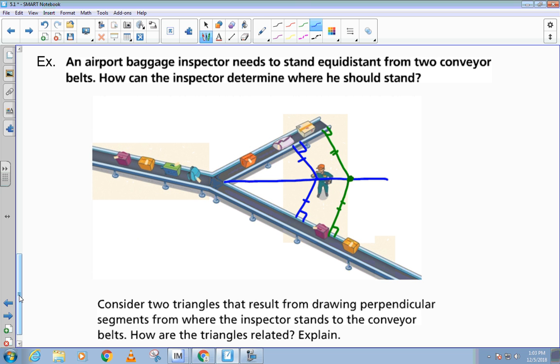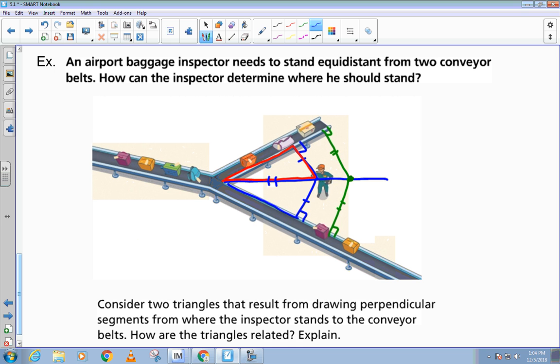Okay, consider two triangles that result from drawing perpendicular segments from where the inspector stands to the conveyor belts. That's what I drew in the blue here. Okay? How are these triangles related? So we'll call this the red triangle. And we'll call this the blue one. They are both right triangles. We know that they have a right angle. We know that these two lengths are the same. They share this length right here, so yes, you could use hypotenuse leg.